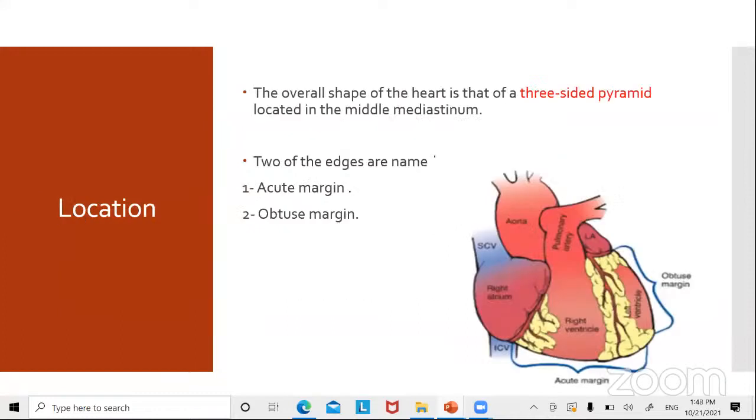So the heart is a three-sided pyramidal shape having the apex, the sternocostal surface, which is the anterior surface, the base, which is the posterior surface, and the diaphragmatic surface, which is the inferior surface. It has two edges: the acute margin, which lies at the inferior aspect and is described as a sharp angle between the sternocostal and diaphragmatic surface, and the obtuse margin, which lies at the superior aspect, and it's much more diffuse.